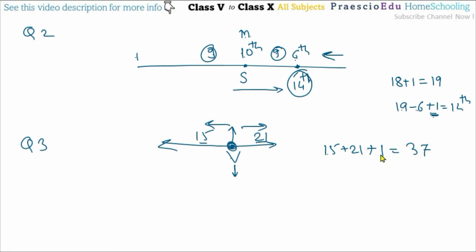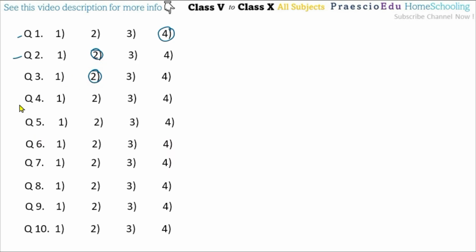Now the question asks at which place Vineet is standing, who is exactly at the middle place of the row. So we have to find the middle place, and there are a total of 37 boys. We add 1 and divide by 2, and that will be the place of the middle one, where Vineet is standing. So 37 plus 1 is 38, divided by 2, so the 19th place is the middle one. So Vineet is at the 19th, and 19th is given in option number 2. So for question number 3, option number 2 is the correct one.